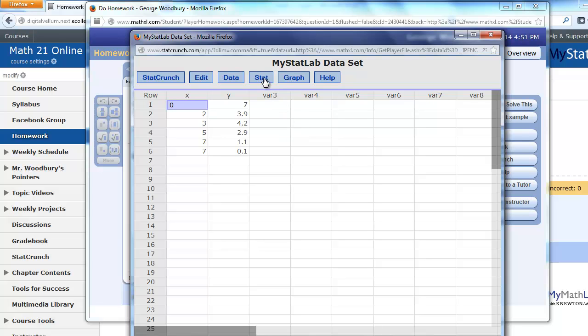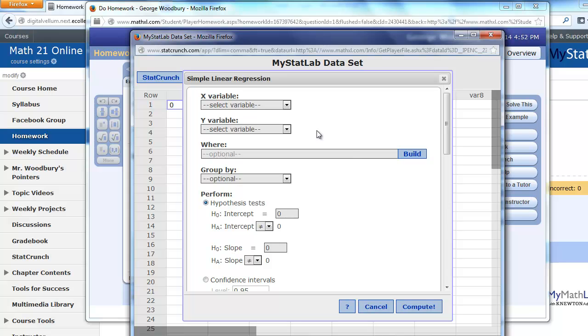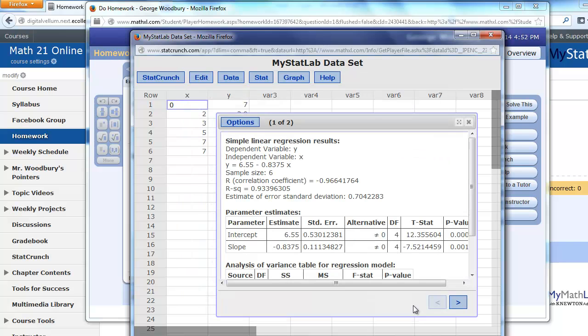Now to compute the least squares regression line, we click on Stat, Regression, Simple Linear. The x variable was in the column labeled x, the y variable in the column labeled y. And that's basically all that we need to do. Click on Compute. And there's two things that will help us here. First is the equation. Y equals 6.55 minus 0.8375x.